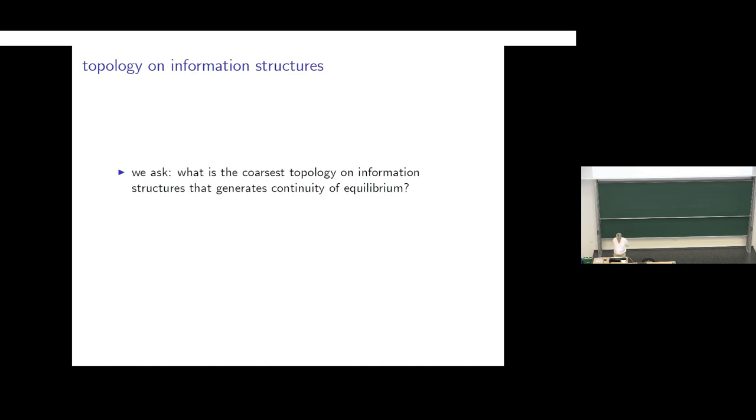So the question that I'm going to talk about today is, what is the coarsest topology on information structures that is going to generate continuity of equilibrium behavior? We care about information structures because of how they influence how people are going to play a game. And therefore, when we look at this big space of information structures, the relevant notion of closeness of information structures should correspond to what the implications are for strategic outcomes in the game. I think it is an insightful and interesting question in its own right to understand the way of thinking about this big space of information structures, what matters.